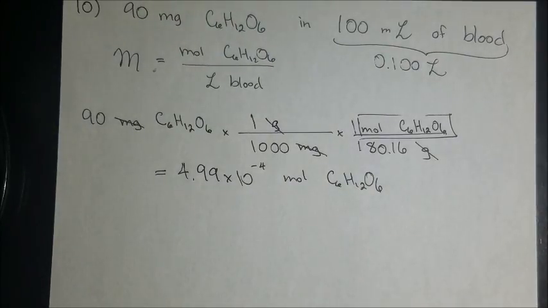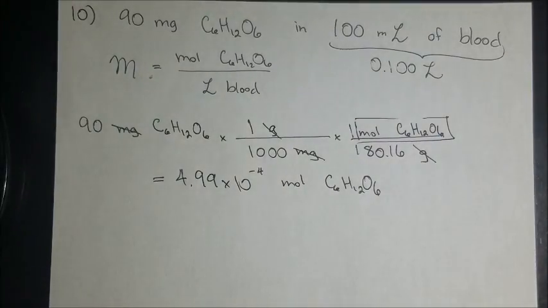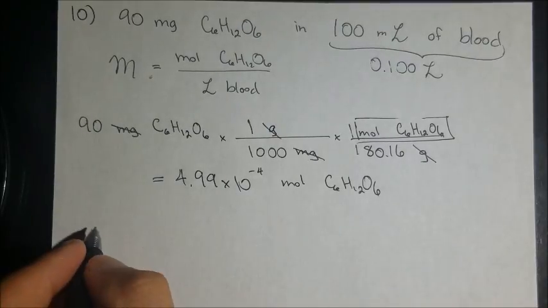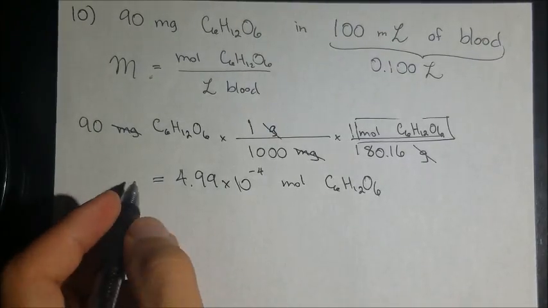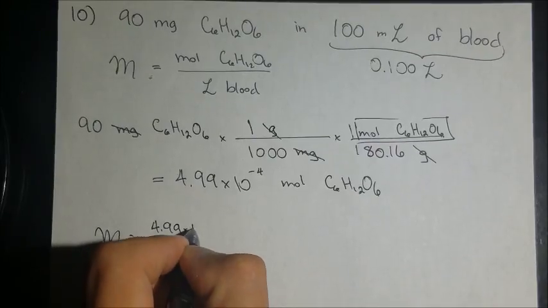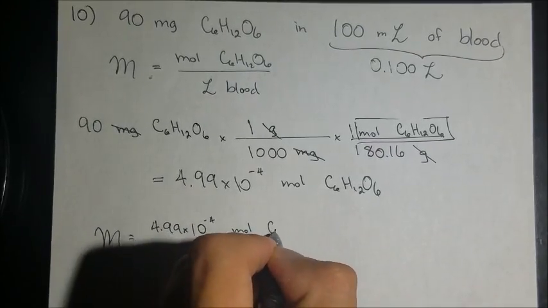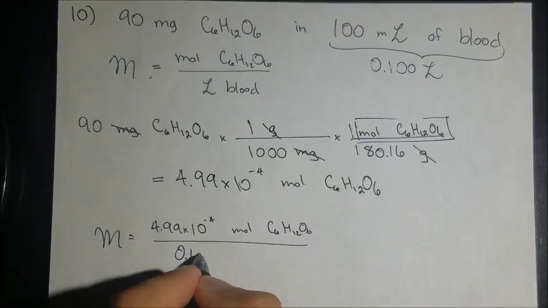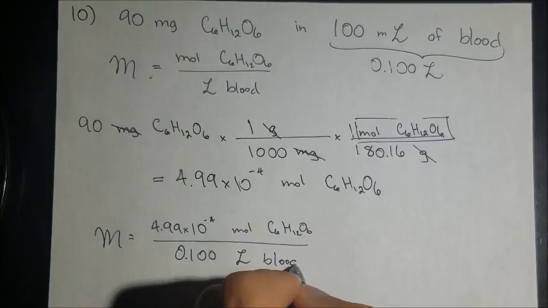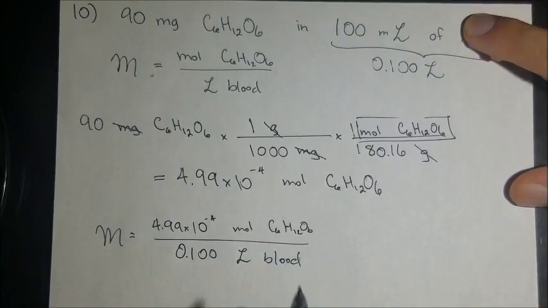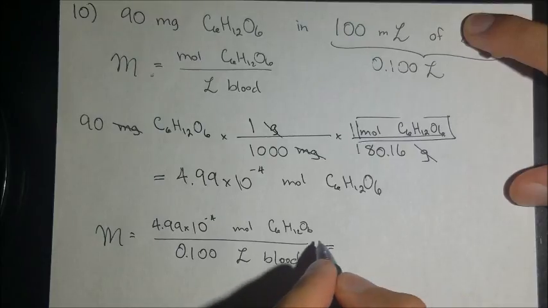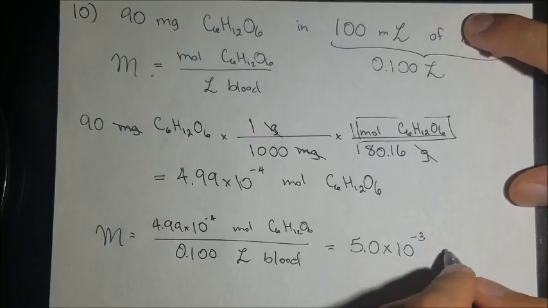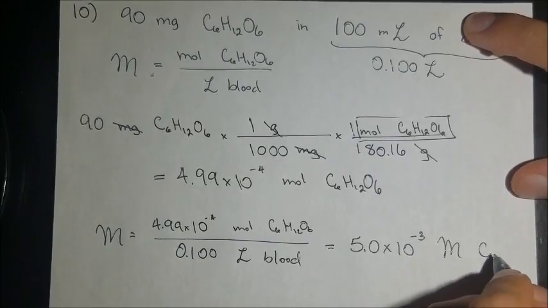And what's the volume? Well, the volume is just 0.1 liters. So I've got moles of glucose, and I've got liters of blood. And so to determine the molarity, I'm just going to plug those in. 4.99 times 10 to the negative fourth moles of glucose per 0.1 liters of blood. And that gives me, it rounds up to approximately 5.0 times 10 to the negative third molar glucose.